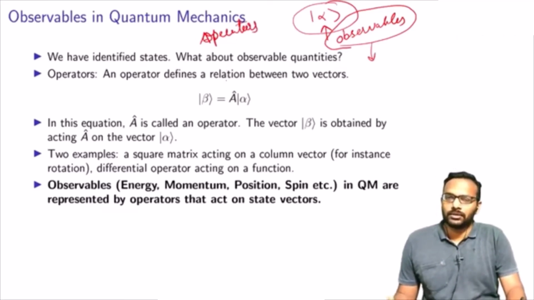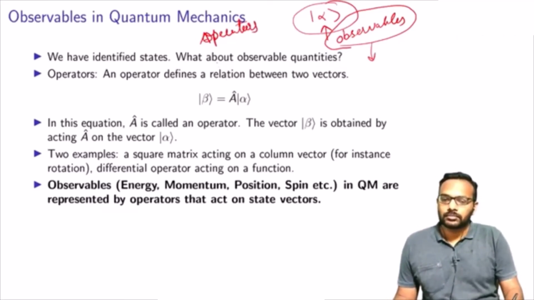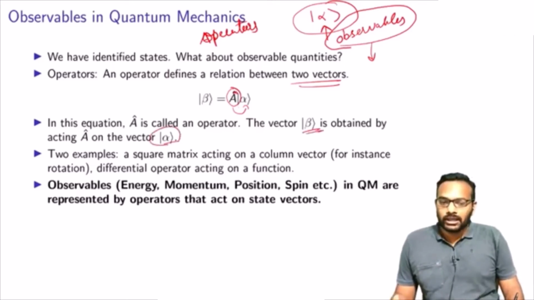You might already be familiar with the word operator. Mathematically, an operator defines a relation between two vectors, which means that an operator acting on a state generally changes it into another state. In this equation, this A with the hat, A hat, is called an operator. The vector beta is obtained by acting A hat on vector alpha. Now I'll give you two examples for this.